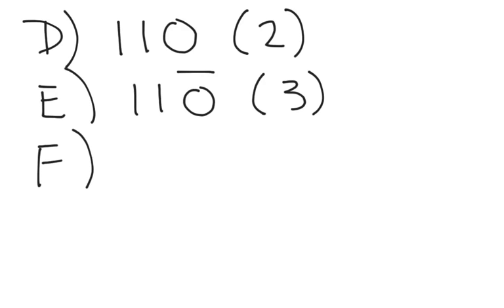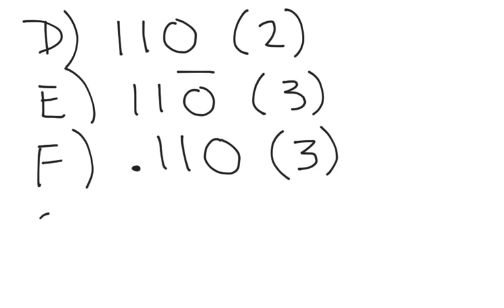Now, another way to make a 0 at the end of a number significant is to put a decimal in that number. So let's take a look at this number, 110. with a decimal. It has a 0 at the end, and because it has a decimal, the 0 is significant, and we have a total of 3 significant figures.